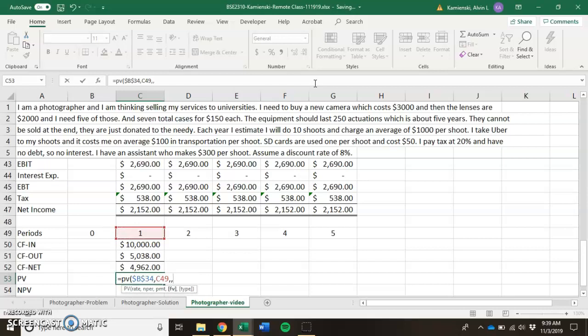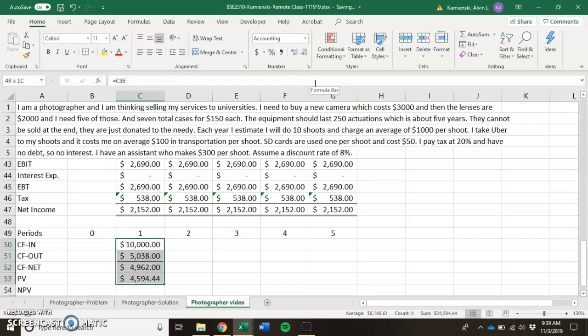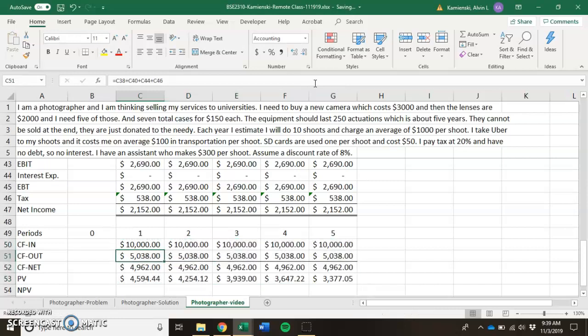There's no payment, so I double tap to get beyond it. Then I'm going to switch the sign on the future value so that it shows me as a positive, and then the future value will be my cash flows net, so that $4,962 worth of cash flows net that would come in 1 year at a rate of 8% is worth like $4,594 today. We can copy and paste that across. Notice that as the future value grows into future periods, the present value declines.